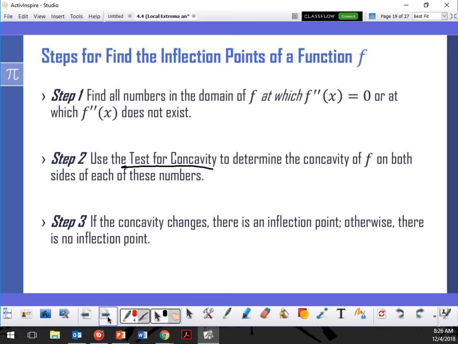Does that make sense? Yeah. If it doesn't go from positive to negative at that point, that means that there is not going to be a change in concavity.